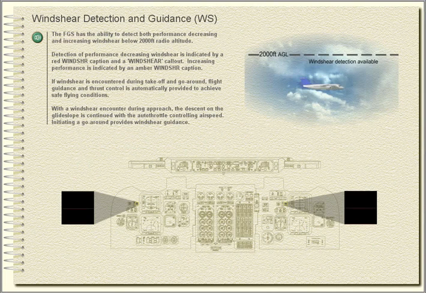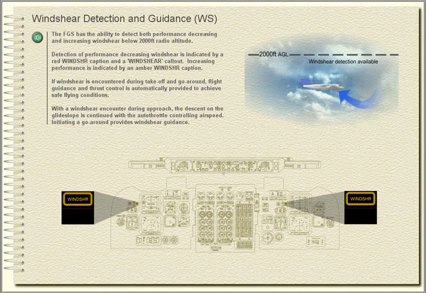Wind shear detection and guidance. The FGS has the ability to detect both performance decreasing and increasing wind shear below 2,000 feet radio altitude. Detection of performance decreasing wind shear is indicated by a red wind shear caption and a wind shear call-out. Wind shear, wind shear, wind shear. Increasing performance is indicated by an amber wind shear caption.